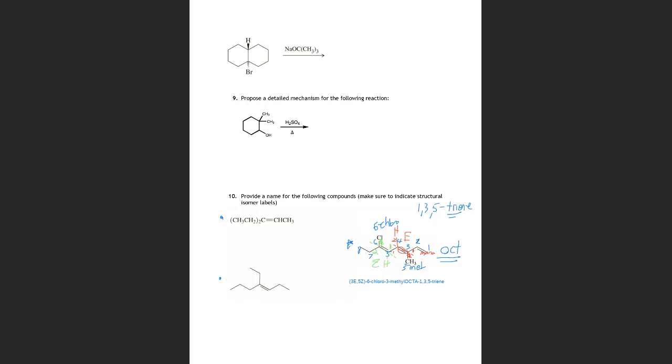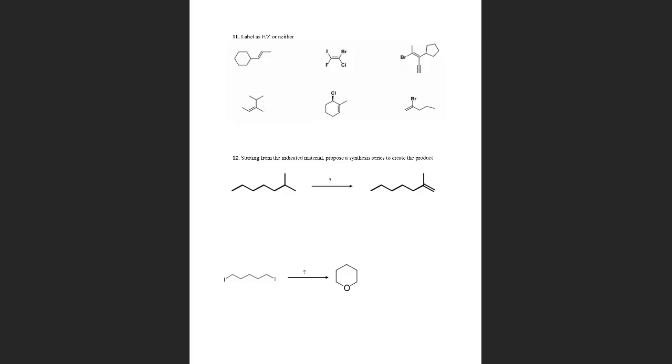I know it's a little tricky, but it's a great example because it gives all of the rules for naming alkenes. It gives the EZ nomenclature, and then it gives the diene, triene, tetraene. All right, doesn't look like you all have questions. So I'm going to continue to 11. Label each as Z or neither.